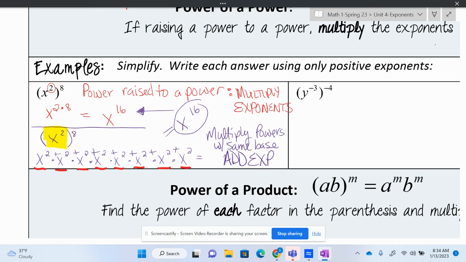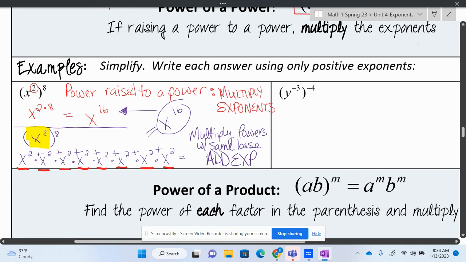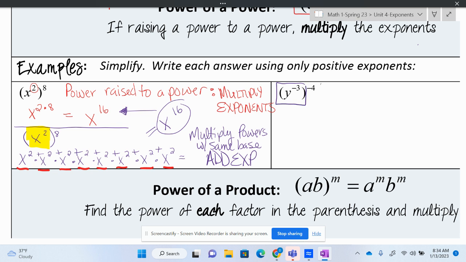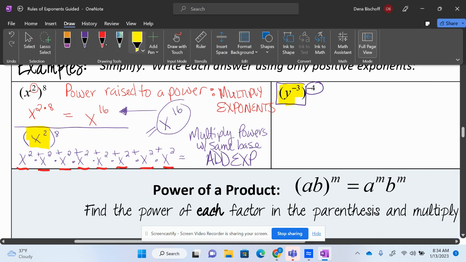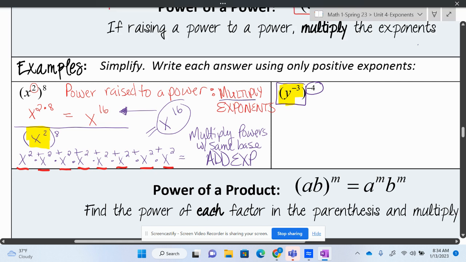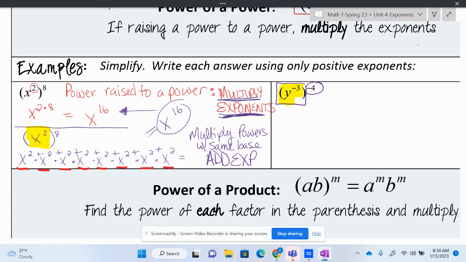So the next one, it's good to know the rule because otherwise it's really hard to show this, right? So I have this power being raised to that exponent. So what is being raised to the -4 power? This is being raised to the -4 power. But the rule says that you do what with the exponents? What's the rule that we just learned? It says you do what with the exponents? Yeah, you multiply them. So this is the same thing as saying y to the -3 times -4. What is a -3 times a -4? It's a positive 12.